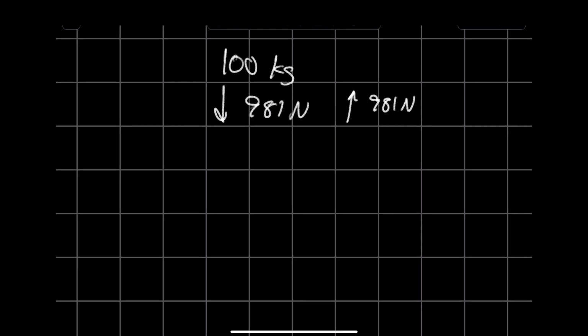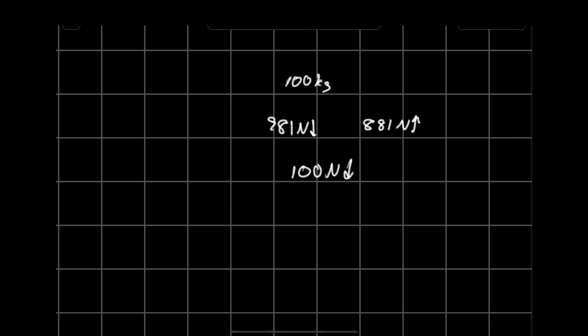So mathematically, if we want to determine the total acceleration rate on the object, it would look like we have 981 newtons up plus negative 981 newtons down equals 0 newtons. So you're going to have 0 net acceleration on that body.